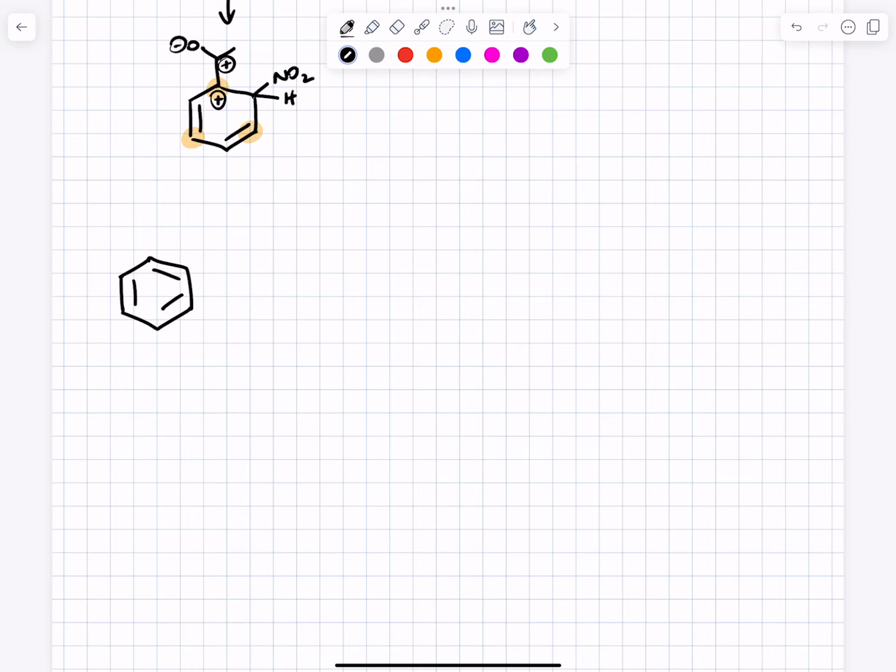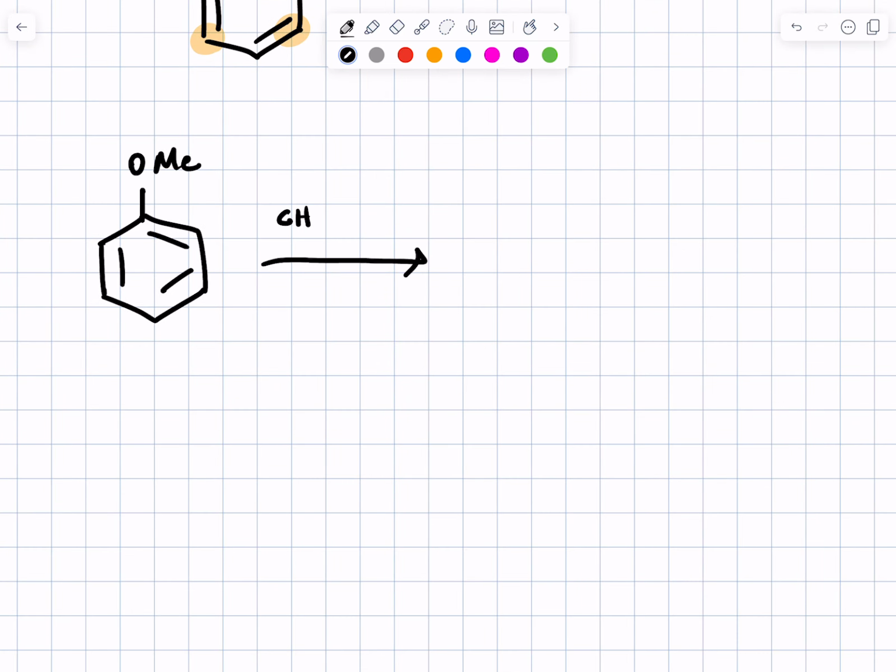So we're going to start out with a methoxy group. And let's do a Friedel-Crafts reaction. Let's just install a methyl group via a Friedel-Crafts reaction. So you tell me, what's my product?